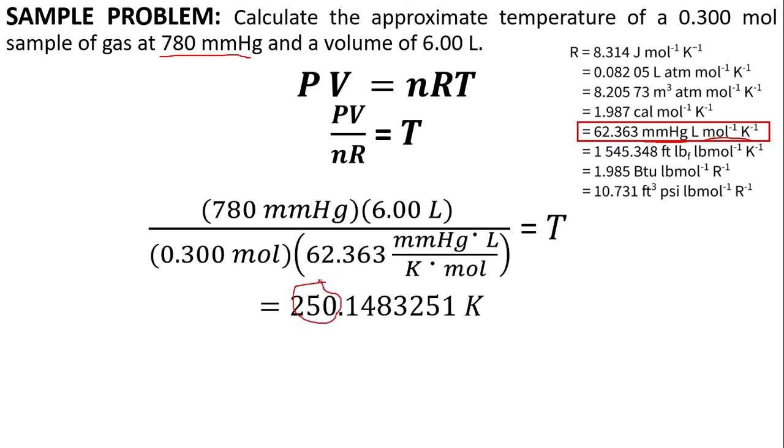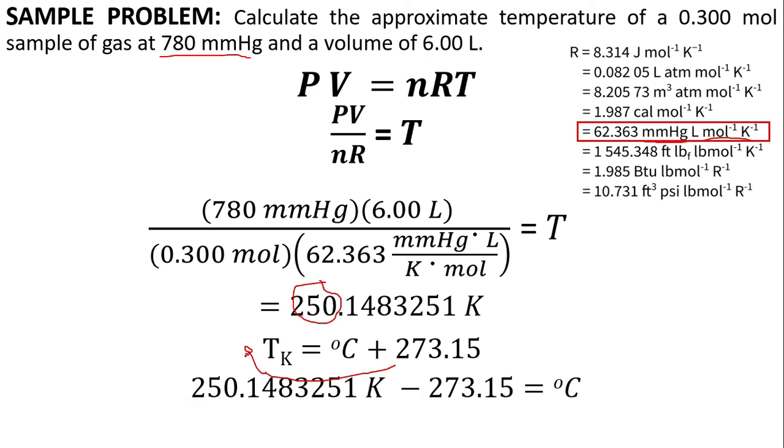But since I want to use Celsius this time, just to show you, I'll use the formula temperature in Kelvin is equal to degrees Celsius plus 273.15. Transfer this one here to get degrees Celsius: 250 minus 273.15. Our final answer will be negative 23.0 degrees Celsius.